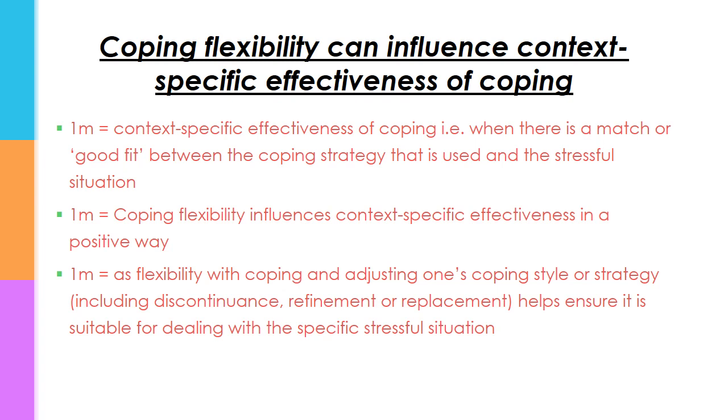So for 1 mark, we are just defining context-specific effectiveness. So when there's a match or a good fit between the coping strategy that's used and the stressful situation. Coping flexibility influences context-specific effectiveness in a positive way. So if we have flexibility with coping and adjusting one's coping style, this helps to ensure that it's suitable for dealing with a specific stressful situation, okay?